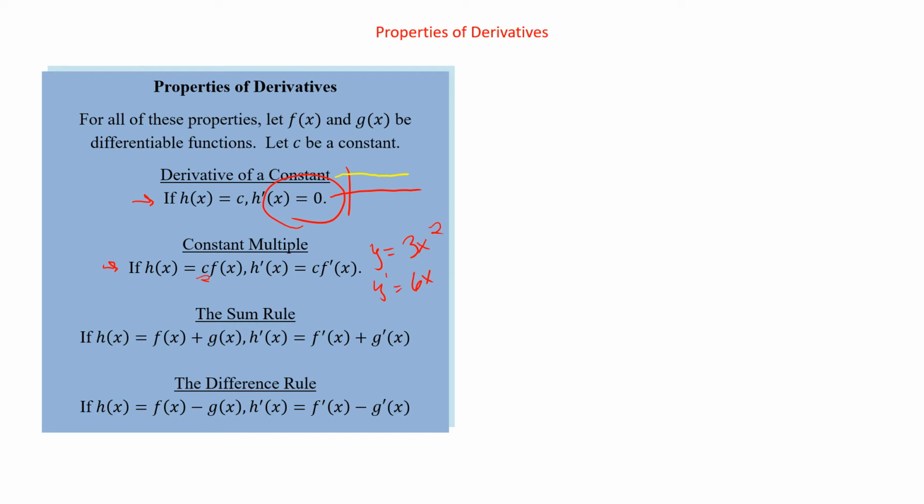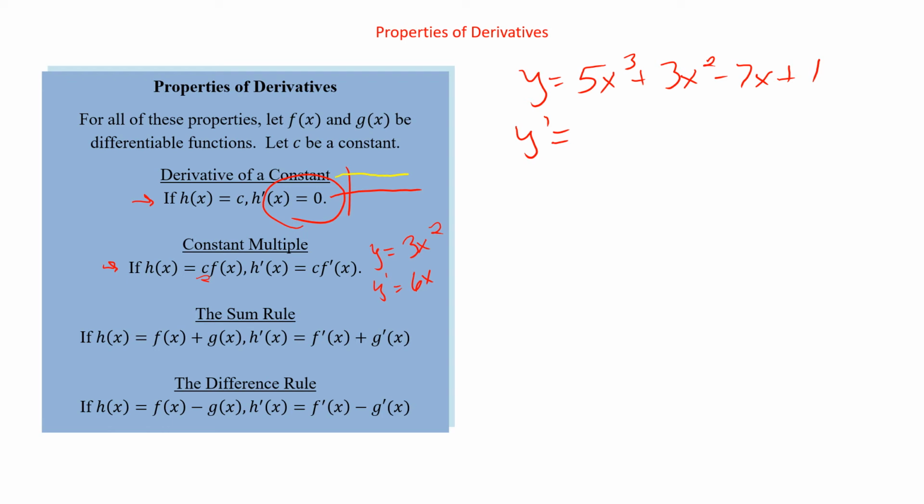The sum rule and the difference rule means that you can add and subtract. If you're adding and subtracting functions, for instance, terms in a polynomial, you can add and subtract their derivatives. What this means is that we can have something like y equals 5x cubed plus 3x squared minus 7x plus 1. And then to find the derivative, we're going to find the derivative of each term individually.